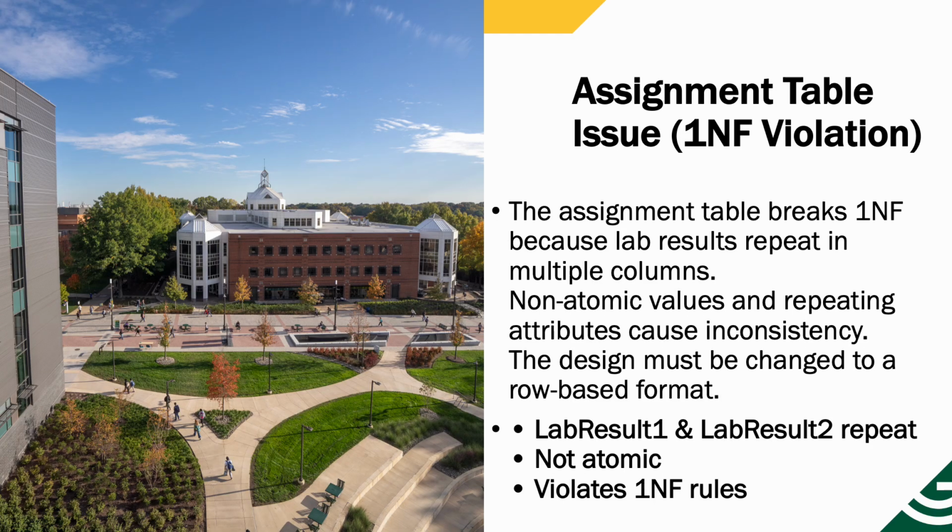From the assignment, we can see that the assignment table violates 1NF mainly because it contains repeated columns for the lab results. Lab result 1 and lab result 2 represent the same type of information. These are multiple lab results, but they're stored in separate columns. This is a classic example of a repeating group. Because of this, the data is not atomic and becomes harder to query, update, and expand. So the table must be restructured into a more normalized format.